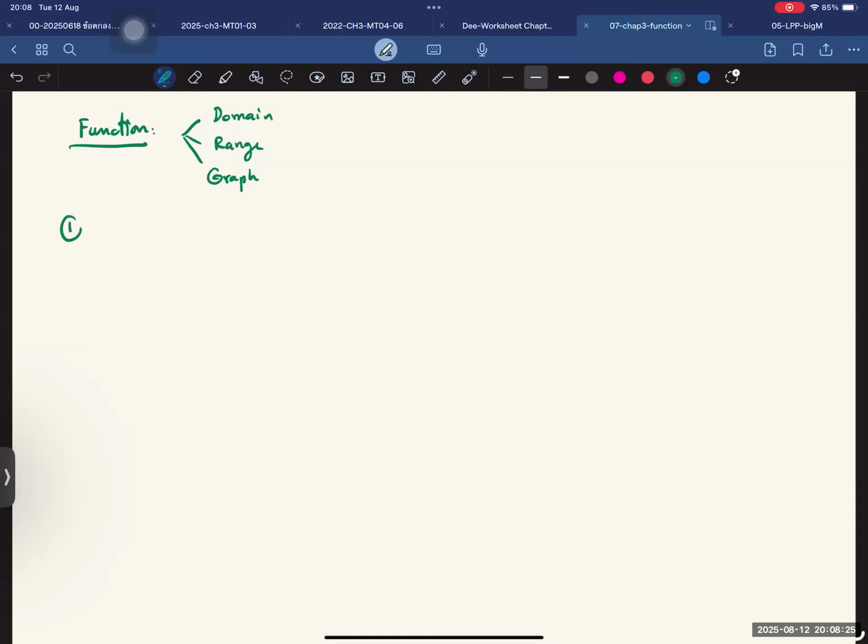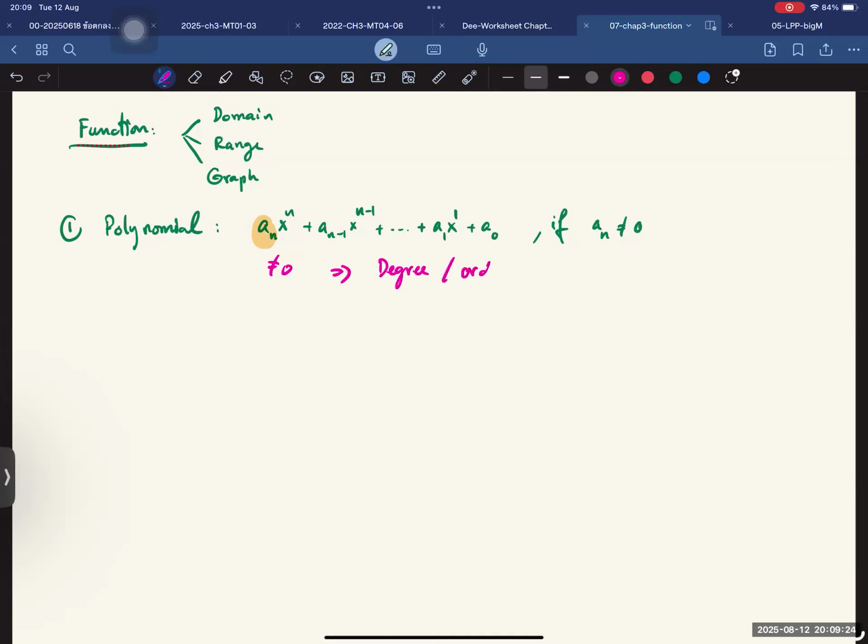For example, the simple one is the polynomial. The polynomial function of degree n takes the form of a_n x^n plus a_(n-1) x^(n-1), and we continue adding up with the coefficient a_i x to some power until a_1 x plus a_0. If a_n is not 0, we call the polynomial in this form has degree n, or order n.